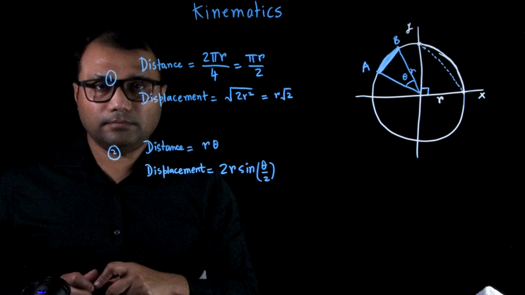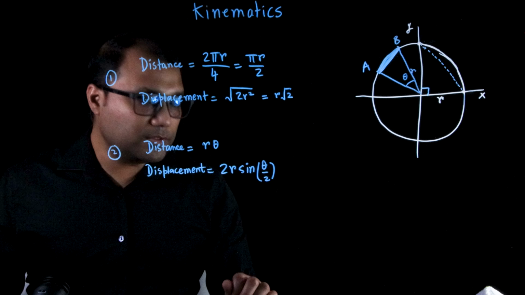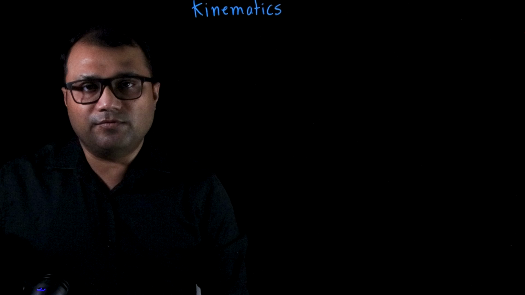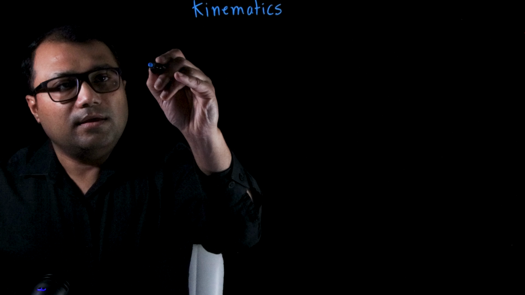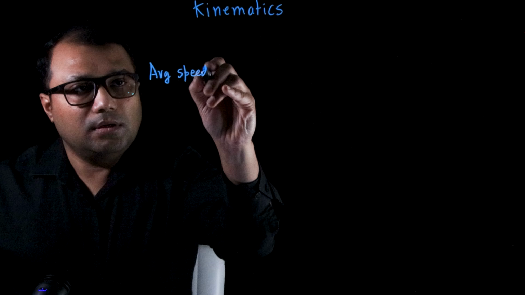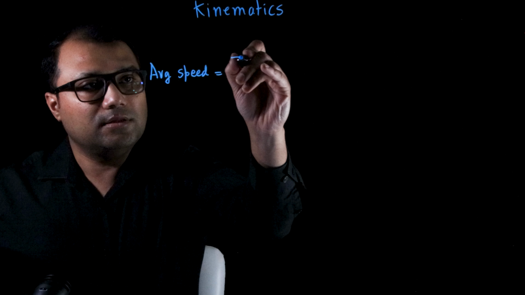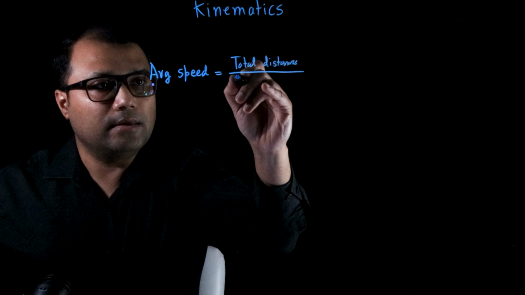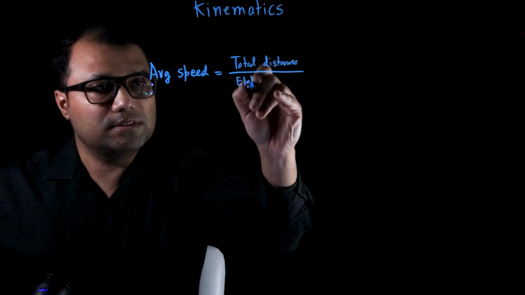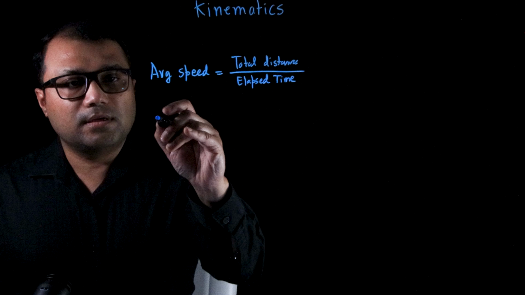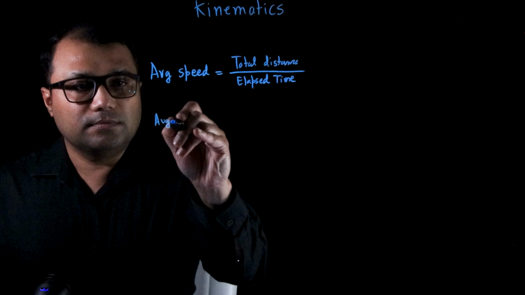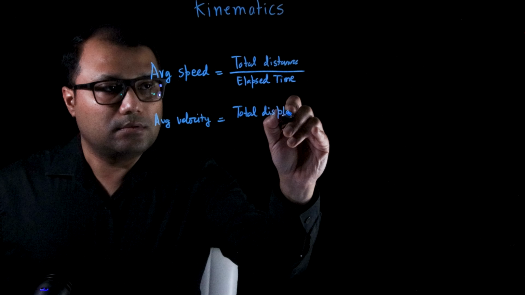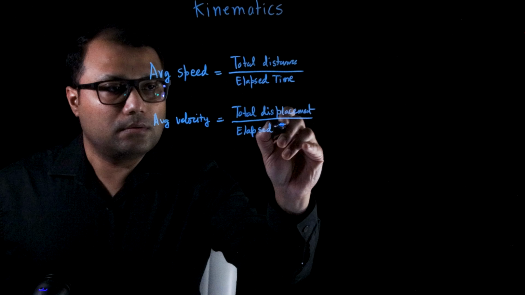Okay. All right. Let's move on to the next concept. The next concept is about average speed and average velocity. Average speed is defined as the total distance covered by elapsed time to cover the distance. Whereas average velocity is the total displacement by elapsed time.